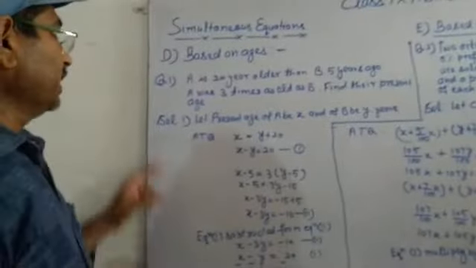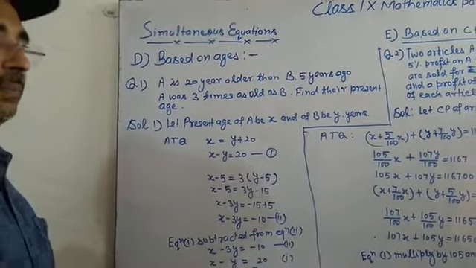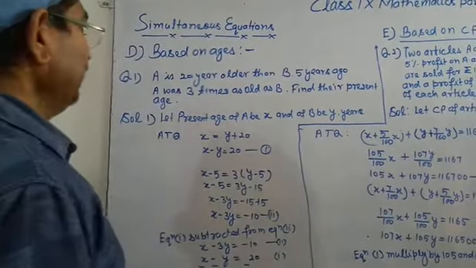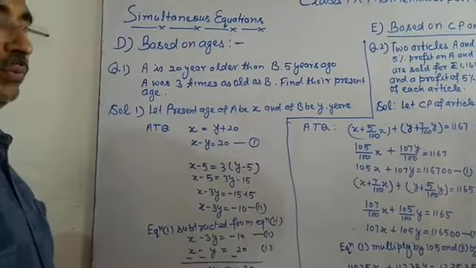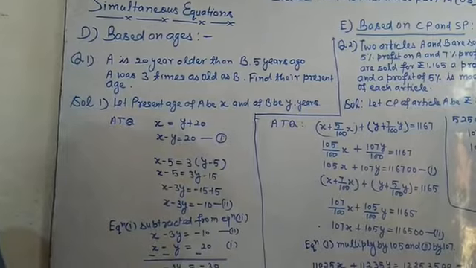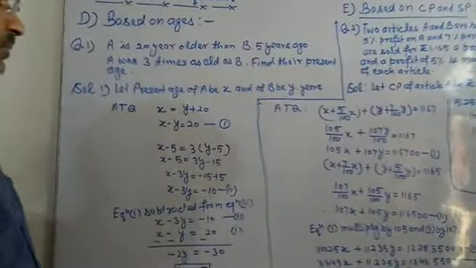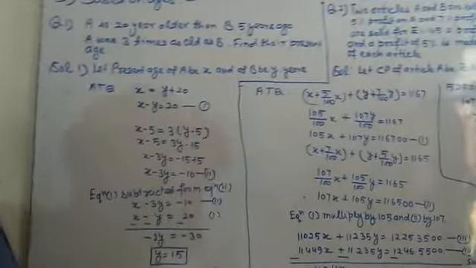First question. A is 20 years older than B. 5 years ago, A was 3 times as old as B. Find their present ages. Let the present age of A be x years and B be y years.